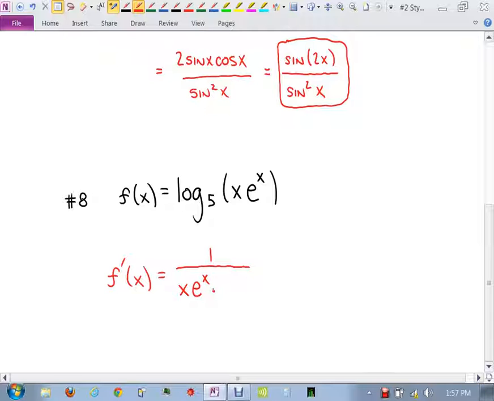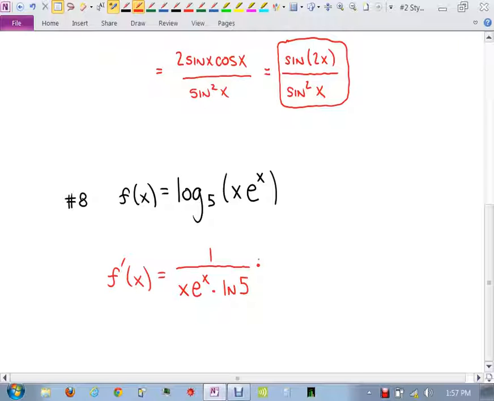And then this is important right here. ln 5. Good. Now, natural log of 5 is just a number, okay? Think of it as a constant. It's like 2, but it's not 2. It's natural log of 5, whatever that is on your calculator. Okay, so I have 1 over x e to the x times natural log 5. That's the derivative of log base 5 of some junk.